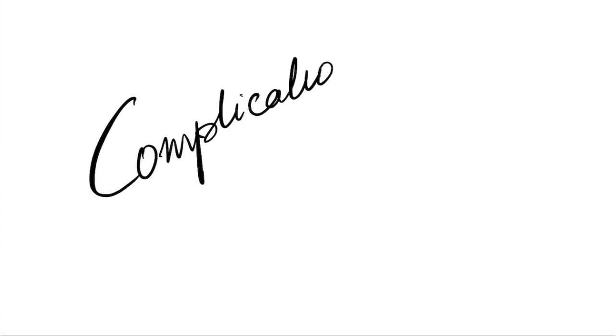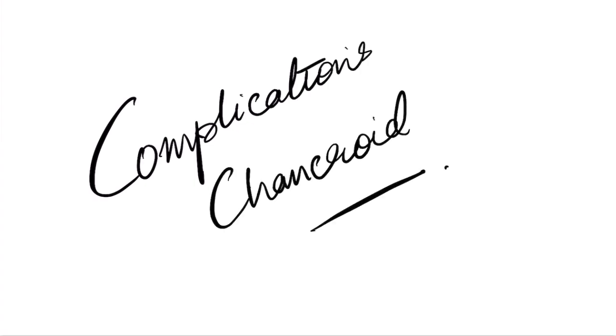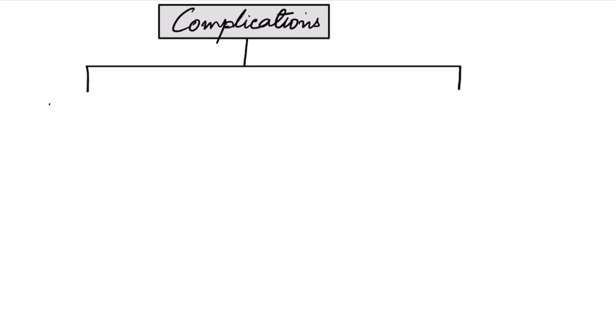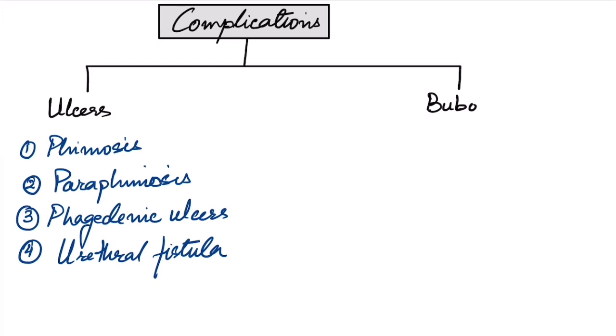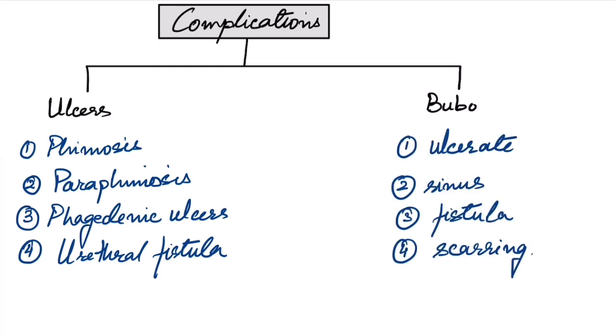In the last class, we had discussed the clinical features, which is mainly the ulcer and the bubo. So the complications will be the complications of the ulcers and the complications of the bubo. The ulcers, especially in males, may form phimosis, paraphimosis, phagedenic ulcers and urethral fistula, while the bubo may complicate by ulcerating, forming sinus, fistula and might even scar.